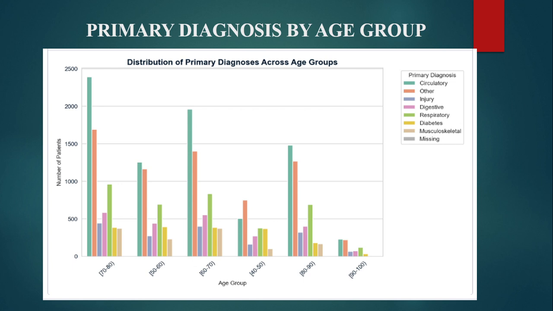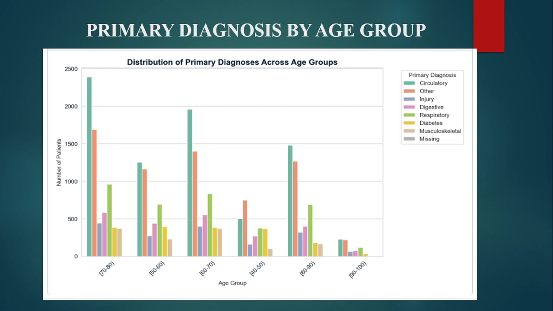This chart shows the distribution of primary diagnoses across different age groups. Circulatory diseases dominate across most age groups, especially among ages 60 to 80, followed by other conditions and injuries. This suggests that as we age, circulatory-related conditions become the leading cause of hospital visits and readmissions.